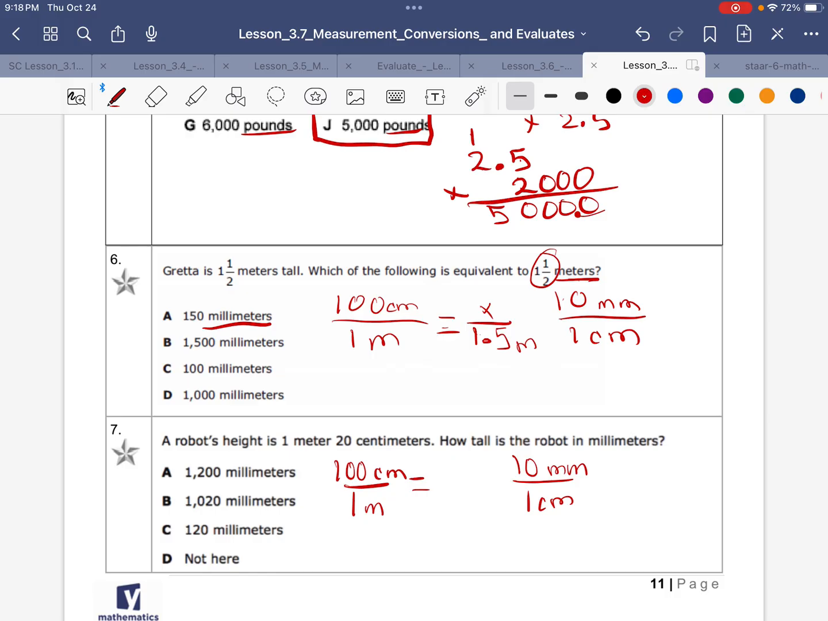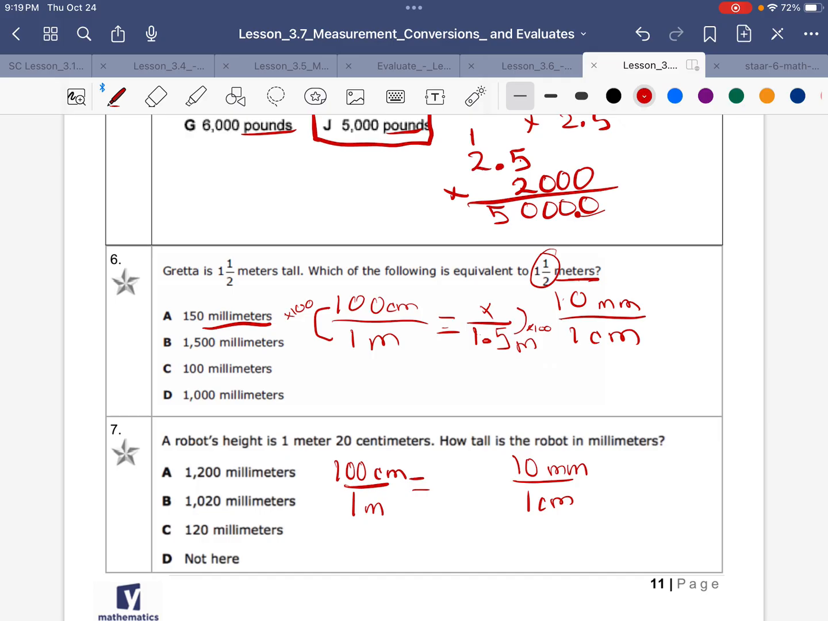To go from 1 to 100, you do times 100. 1.5 to here, we can do times 100. Remember, you can move in pretty much any direction. We could have tried to go from 1 to 1.5, but that's a little more challenging to figure out. From 1 to 100, it's easy to see that it's just times 100.